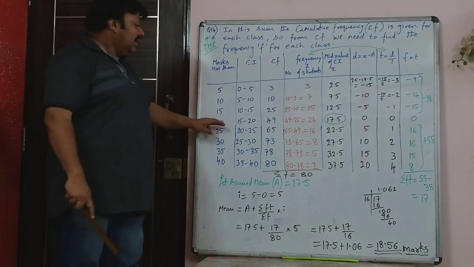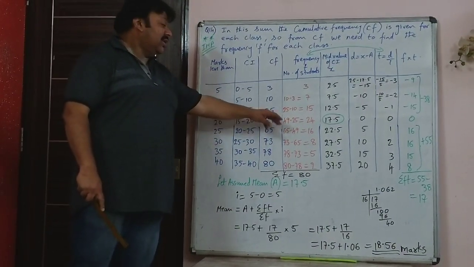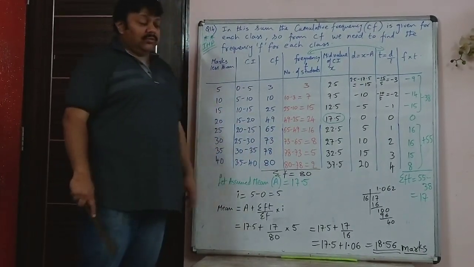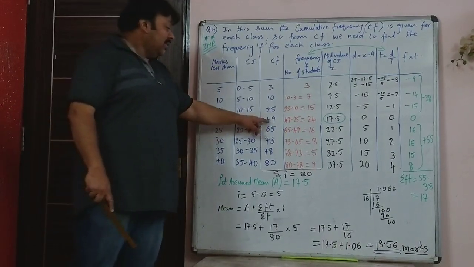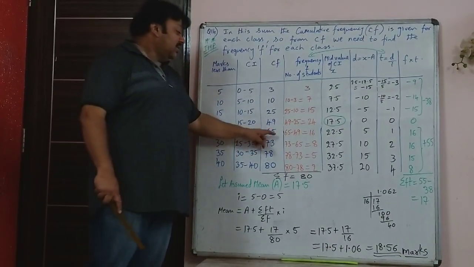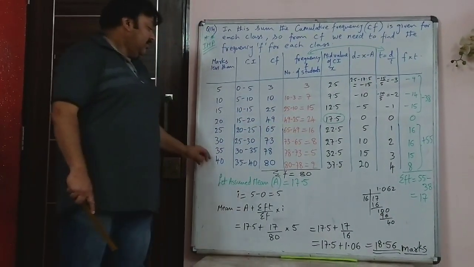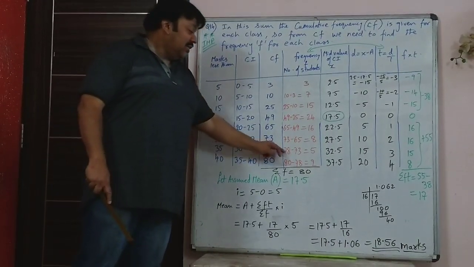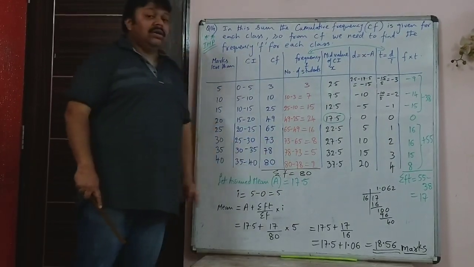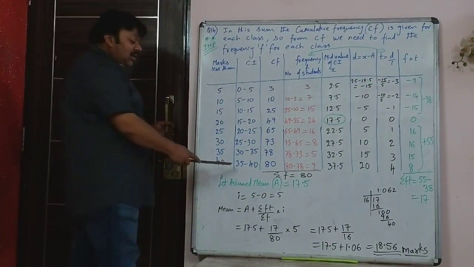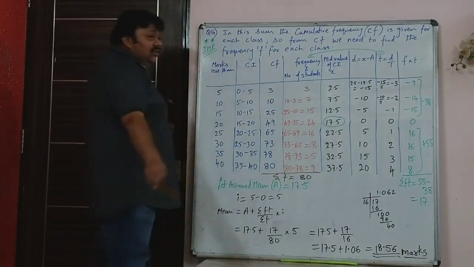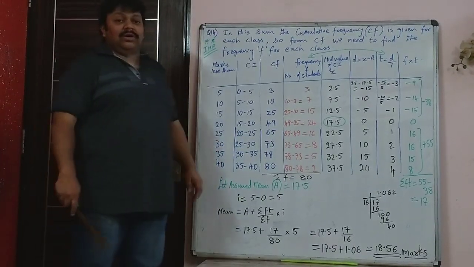Same way for 20, easy way out, 49 minus 25 is 24. The next one is 65 minus 49, 16. 73 minus 65, 8. Then you have 78 minus 73, that is 5. And the last one is 80 minus 78, that is 2. That means how many students got 35 to 40 marks? It is the difference of these two. Only 2 students got 35 to 40 marks.